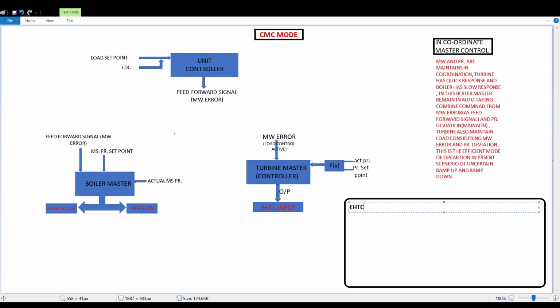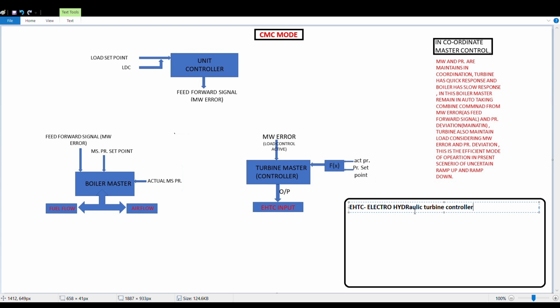This stands for the Electro Hydraulic Turbine Controller. From its name you will get an idea that it is a controller, a turbine controller, which is of an electro-hydraulic type.